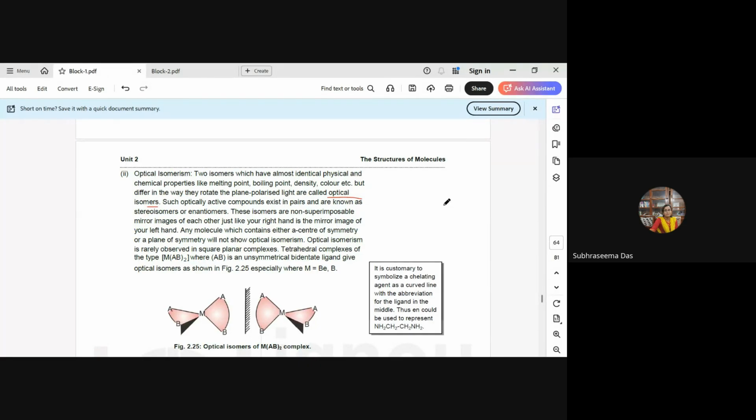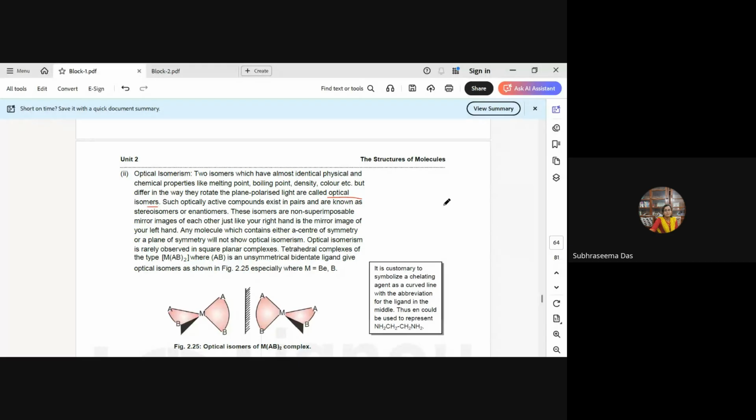Such compounds exist in pairs, and they are called stereoisomers or enantiomers. These isomers are non-superimposable mirror images of each other. So any molecule which contains a center of symmetry or a plane of symmetry will not show optical isomerism. That is why optical isomerism is very rarely observed in square planar complexes.